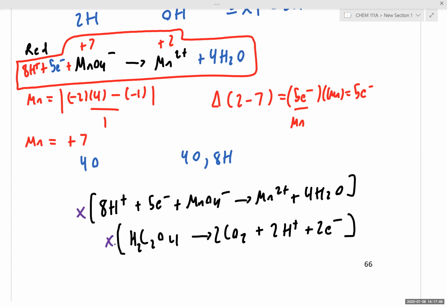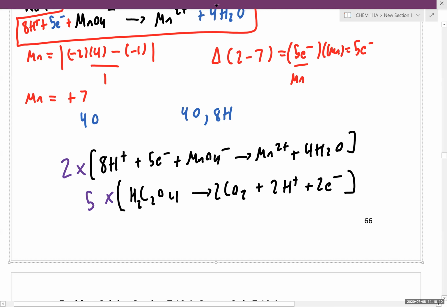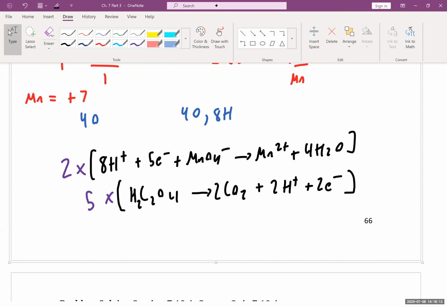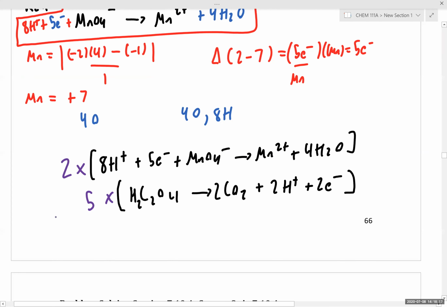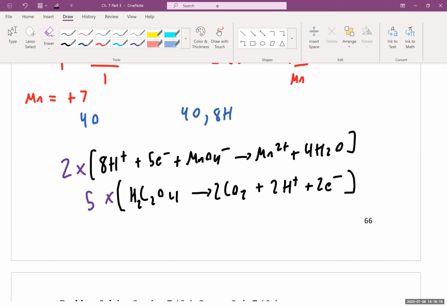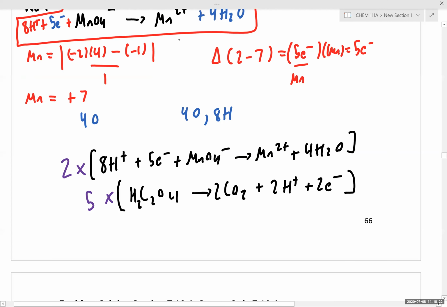Okay, so now that we have our smallest number of shared electron count established, what we're going to do is multiply the top equation by 2 and the bottom equation by 5 to get 10 electrons each. And then we're going to add our equations together. As you see, these redox reactions take a few steps.